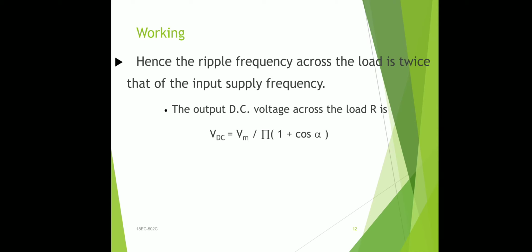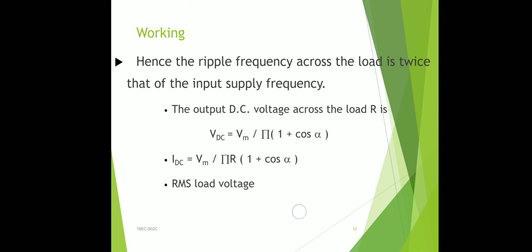The output DC voltage across the load, that means VDC, equals Vm by pi into (1 plus cos alpha). What is alpha? Alpha is the firing angle. And IDC, the output DC current, equals VDC by R, which equals Vm by pi R into (1 plus cos alpha).